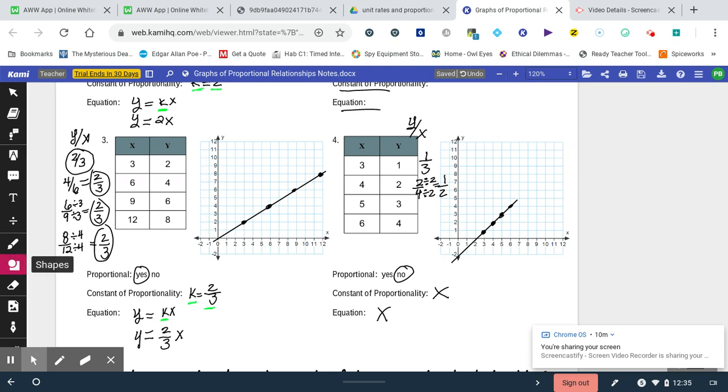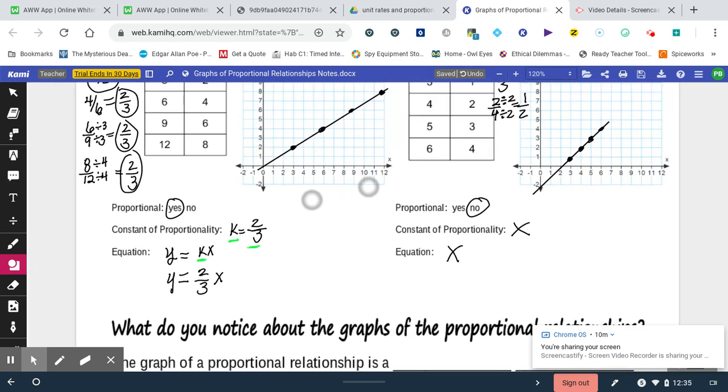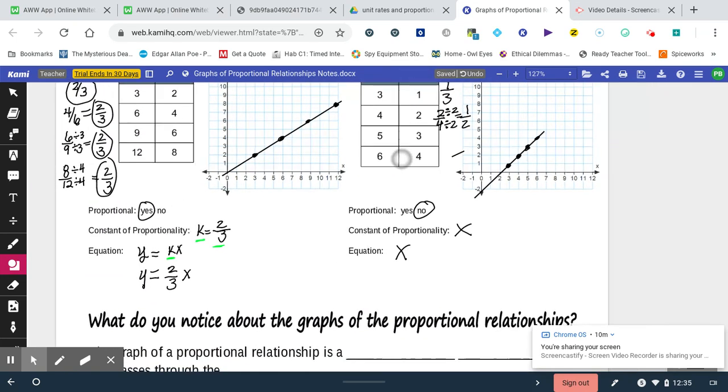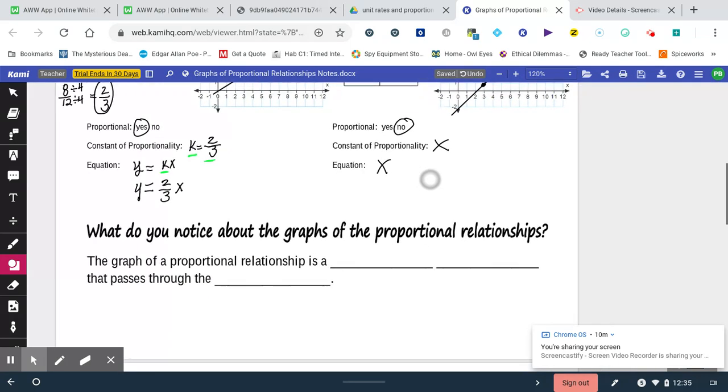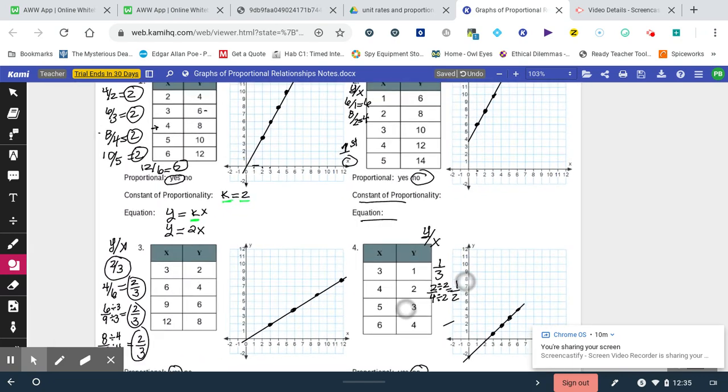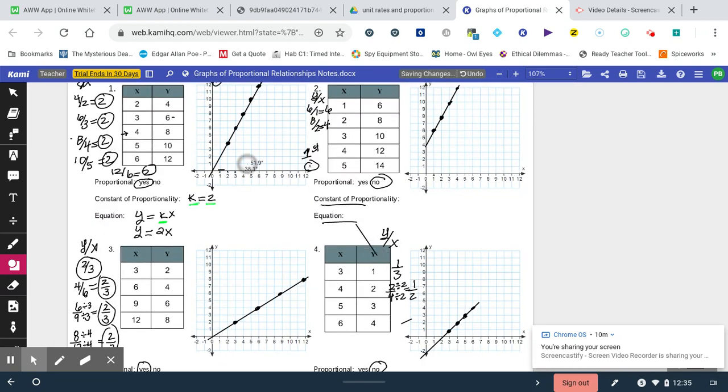All right, so let's take what I have and see if we can answer some of these questions. It says, what do you notice about the graphs of proportional relationships? So I think we only had 2 of these that were proportional. So let me see if I can slide back to them. Oh, I keep drawing lines. Okay, let me undo. I don't want to keep drawing lines. Okay. Let me draw that line back.